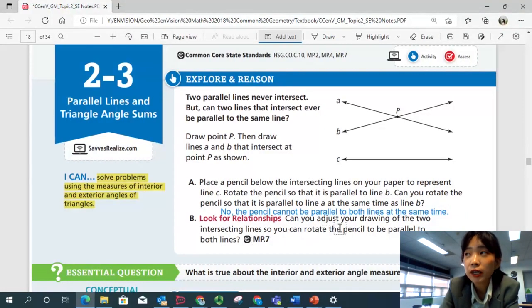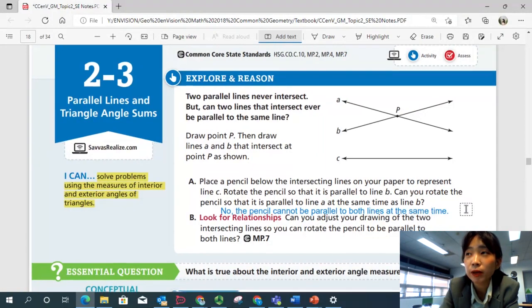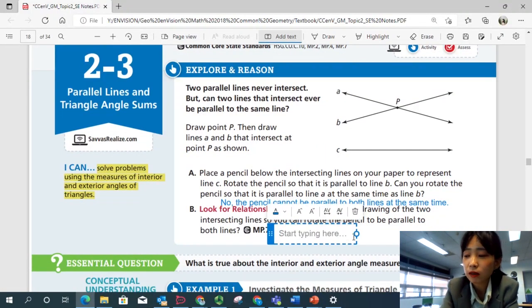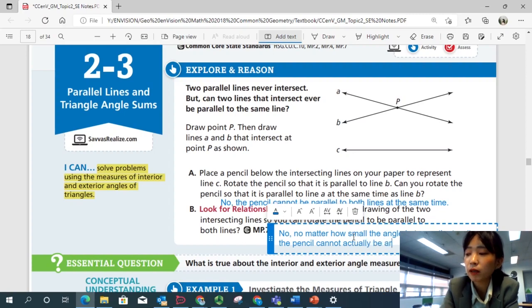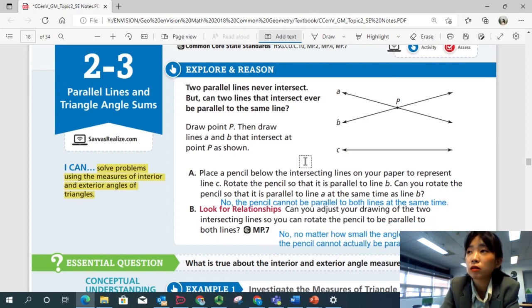Part B, can you adjust your drawing of the two intersecting lines so you can rotate the pencil to be parallel to both lines? As we looked at it just now, no. No matter how small the angle between the two lines, the pencil cannot actually be parallel to both. Yeah. So what did we learn from this exploring reason? There is no one parallel line that's also parallel to another line that is intersecting it.